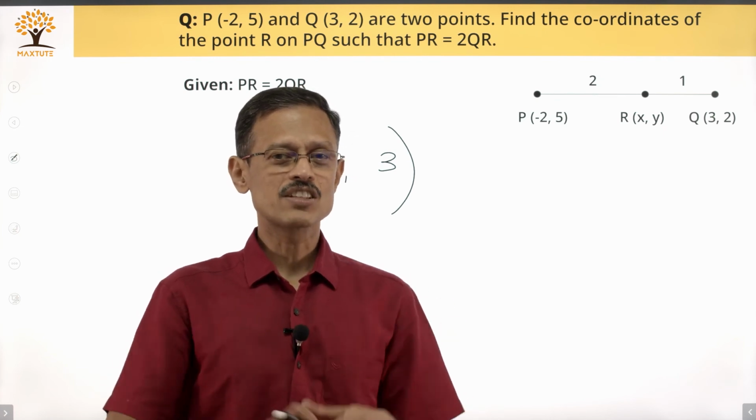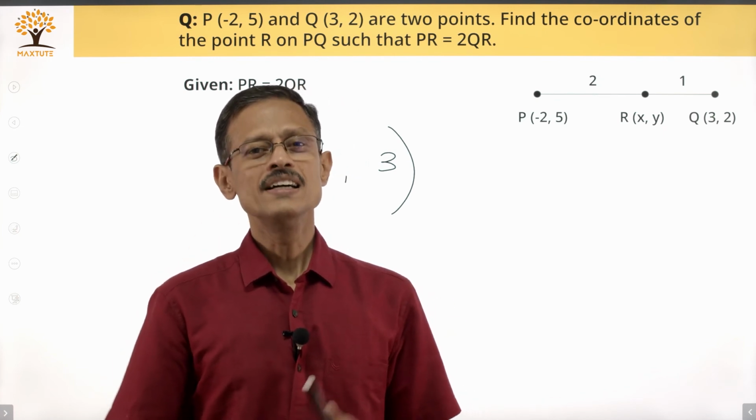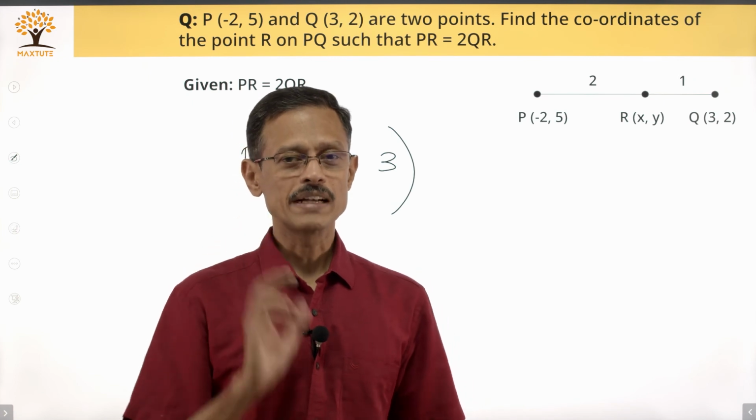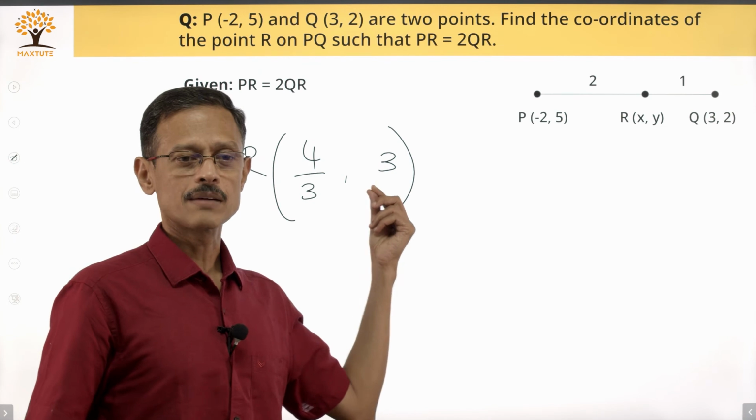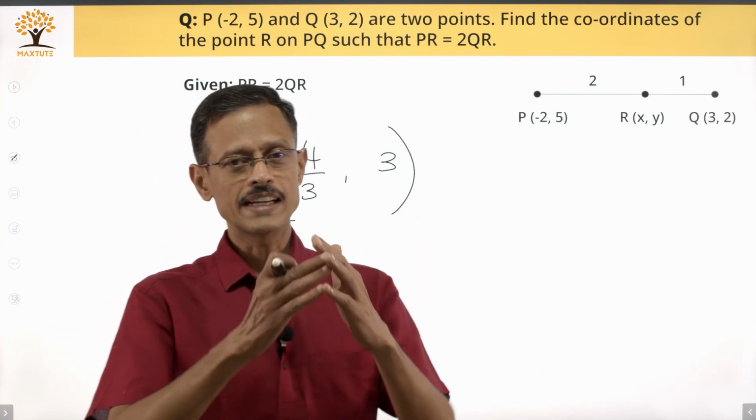If it's a very easy question, they would have told us it divides it in the ratio of 2:1. Here they made us figure that out. That's what made this question a wee bit more difficult, right? So the answer is coordinates of point R are 4 by 3, 3. Both parts were very easy. Should get both of them right.